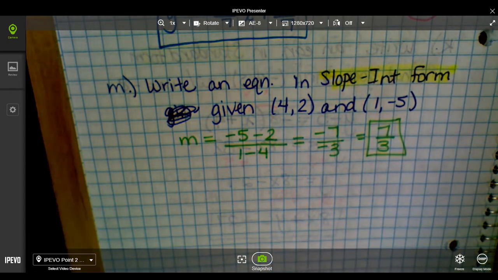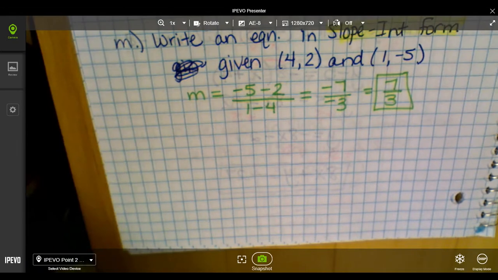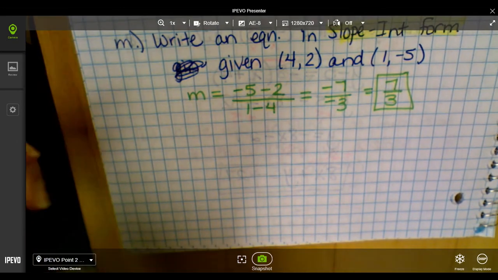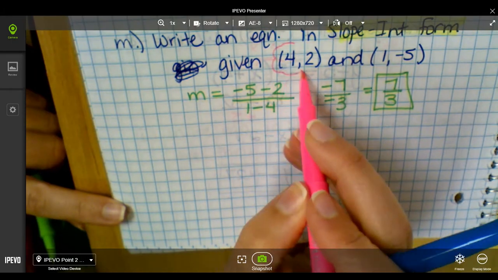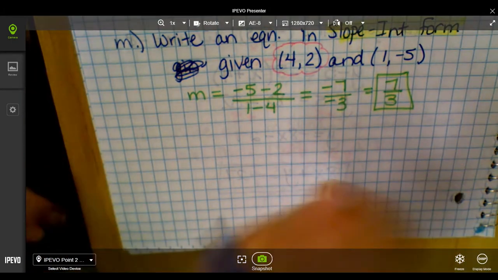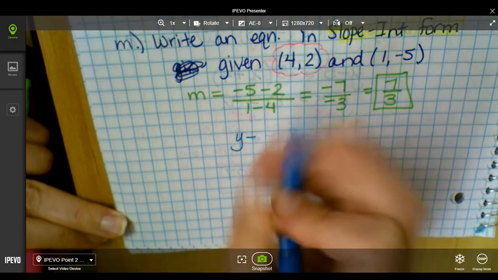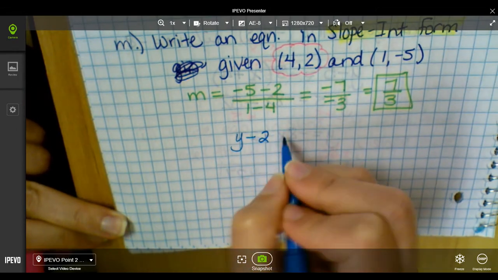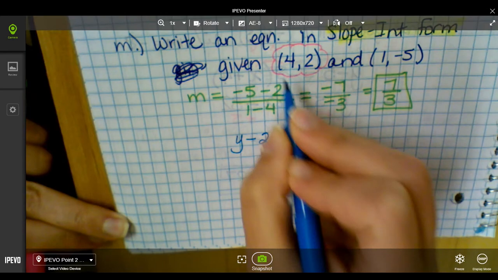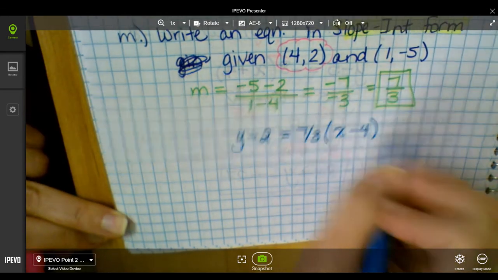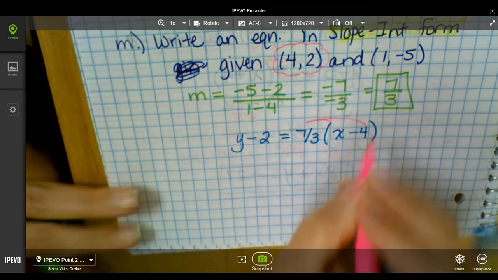It is positive. Okay, then I'm just going to choose one of my points. So I'm just going to choose (4, 2) for this case. Doesn't matter which one. So y minus my y value, so y minus 2, equals my slope, 7/3, times x minus my x value, which is 4. Step 1, distribute.